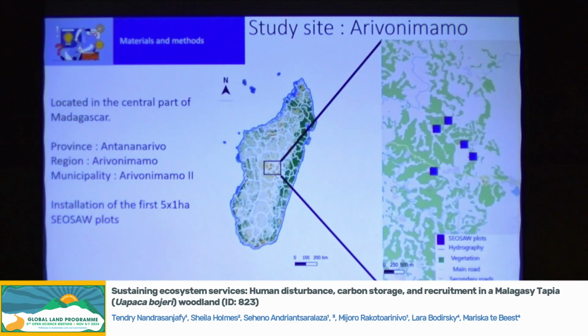Our study site is located in Arivonimamo. It is in the central part of Madagascar, within the province of Itasy, in the Arivonimamo region, belonging to the Arivonimamo municipality. We selected 5 sites where we installed the first 5 one-hectare SOSAW plots for Madagascar. These plots were installed along a human disturbance gradient, which is the distance from the main road.